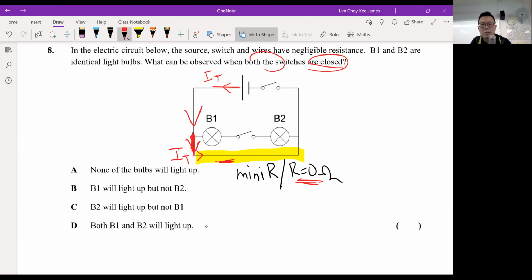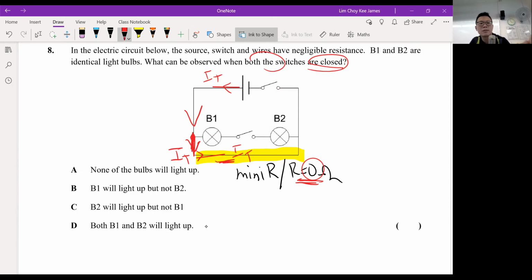Because why? Resistance is 0. The resistance there is minimum, it is 0, which means it doesn't resist current. So all your current will fly through. The electrons will be most eager to go through this particular branch. As a result, IT will actually be traveling in the lower branch, in this highlighted branch.